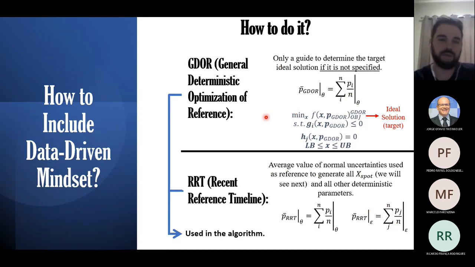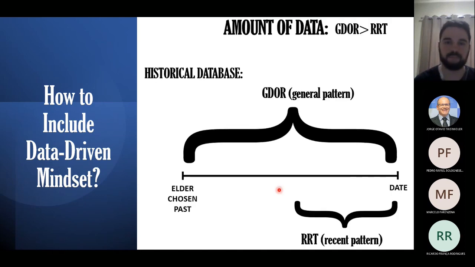So after that, we have the recent reference timeline. This is another important concept because we are going to use both of them in the algorithm. They are linked with each other. So what is the RRT? It is the average value of normal uncertainties used as reference to generate all X spots. And we will see next what it is. And all other deterministic parameters. And again, this is based on the average. Okay? So, okay. How to include data-driven mindset?